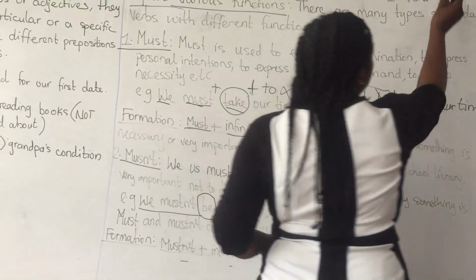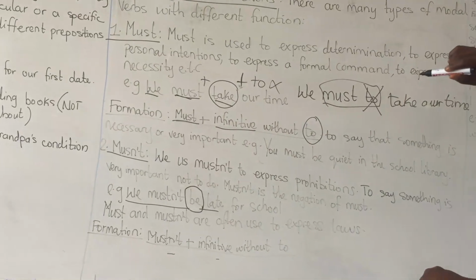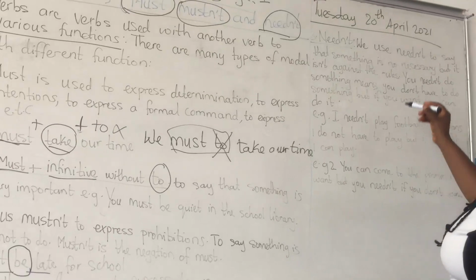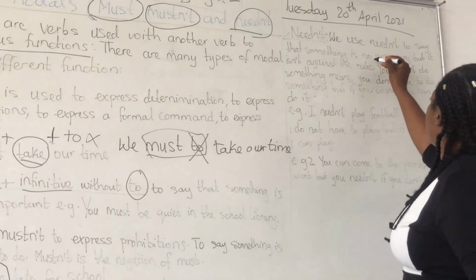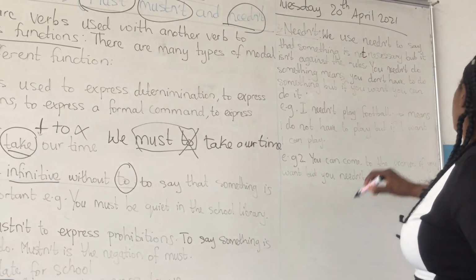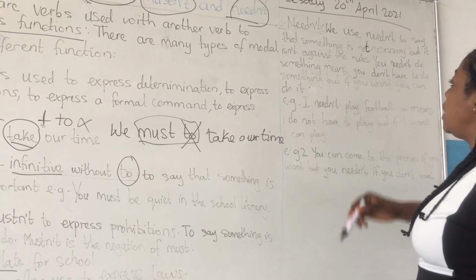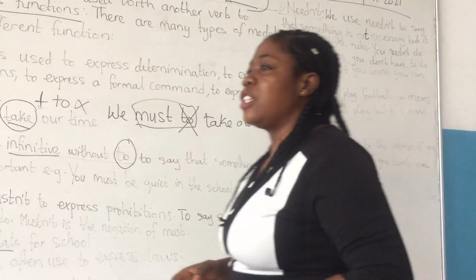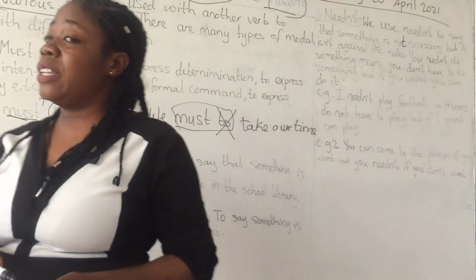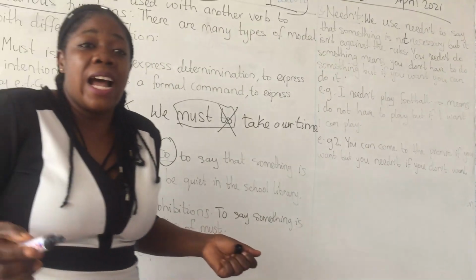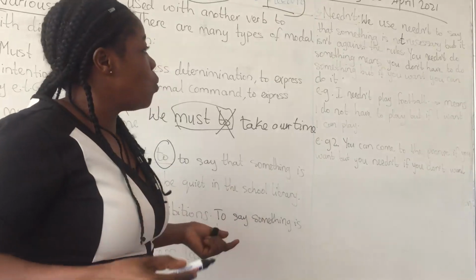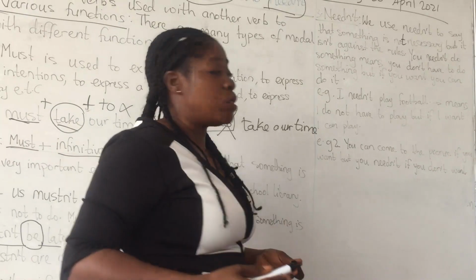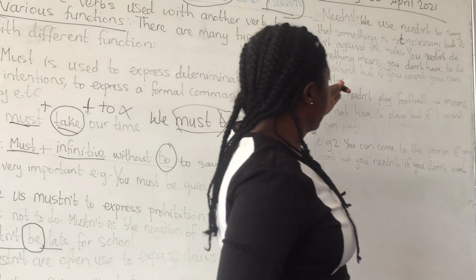Let's go to needn't. We use needn't to say that something is not necessary, but it isn't against the rule. Needn't is used to say that something is not necessary, but it doesn't mean that you can't do that thing. It means it is not a law. It isn't a must.